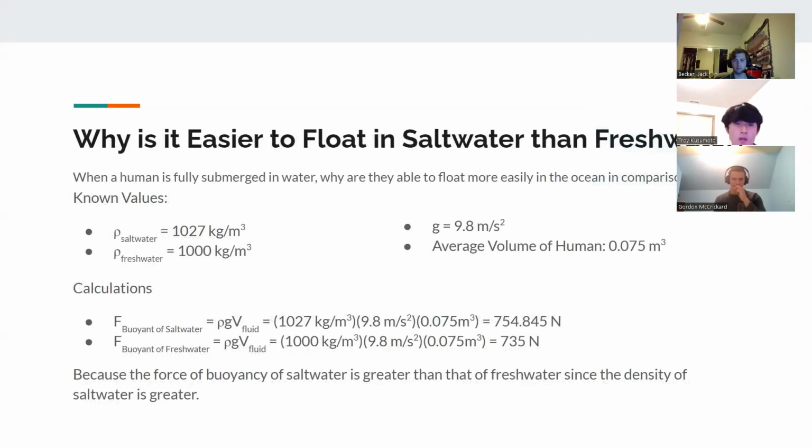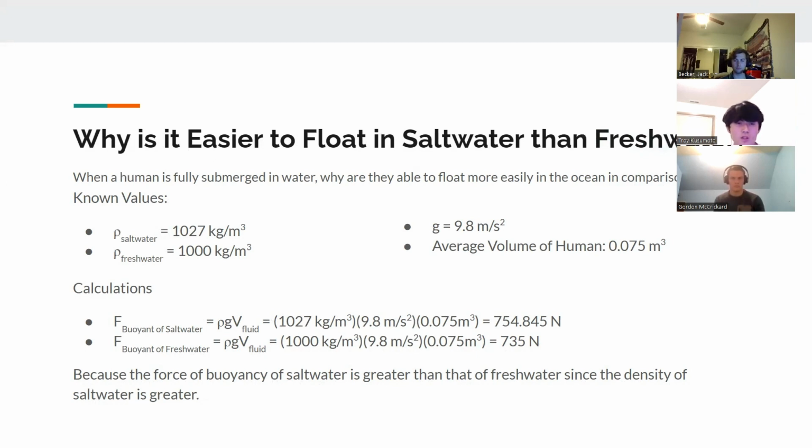Another real world example or application of this would be answering the question, why is it easier to float in salt water than it is to float in fresh water? So when a human is fully submerged in water, why are they able to float more easily in the ocean versus, say, a lake? In order to solve this, we can take our known values which we found off the internet, where the density of salt water is 1,027 kilograms per meter cubed. Density of fresh water is 1,000 kilograms per meter cubed. The acceleration of gravity is 9.8 meters per second squared, and the average volume of a human is about 0.075 meters cubed.